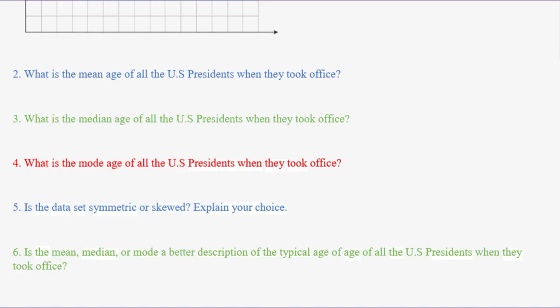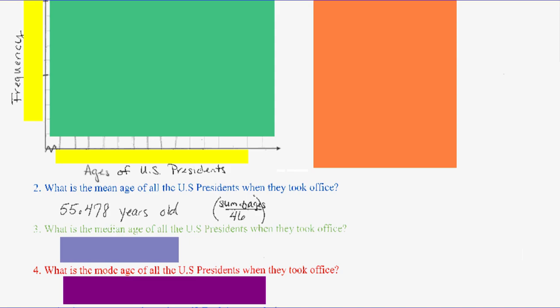All right, I'm going to go a little bit backwards. Let's take a look at some of the calculations first, and then we'll go over the histogram. So when we talk about the mean age for all the US presidents, we're going to take the sum of all of their ages and divide by how many presidents we had, and that was 46. And our mean age is 55.478 years old.